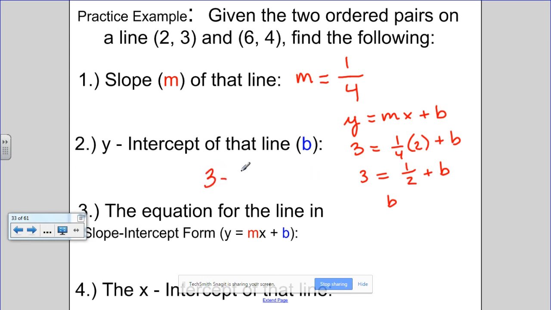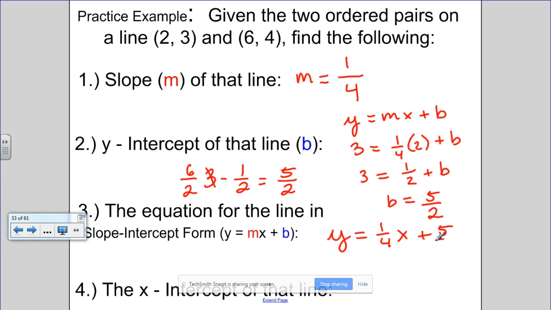But let's see how we came up with that. 3 minus 1/2. Well, we're not going to call it 3. We're going to call that 6/2. And 6/2 minus 1/2 is 5/2. We're going to work in improper fractions for the time. So b is going to be 5/2. So this one's going to be all fractions. The equation for the line then is going to be y equals the slope 1/4 x plus a positive 5/2, which is indeed 2.5.